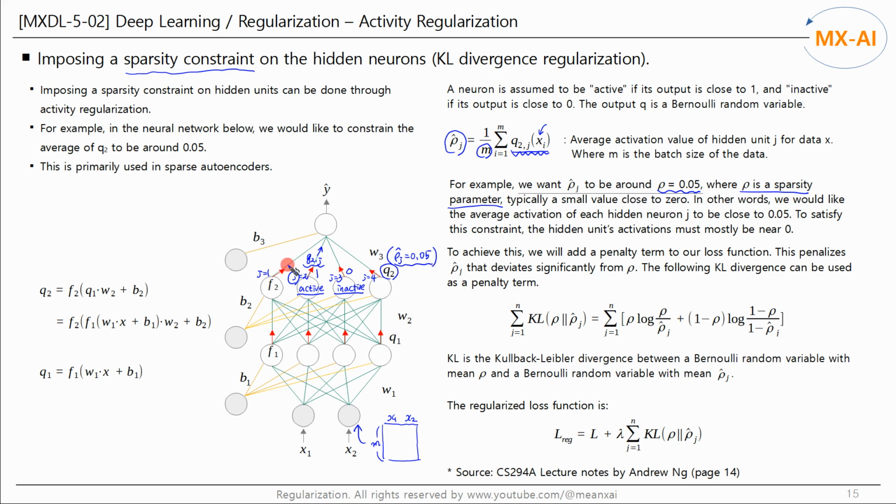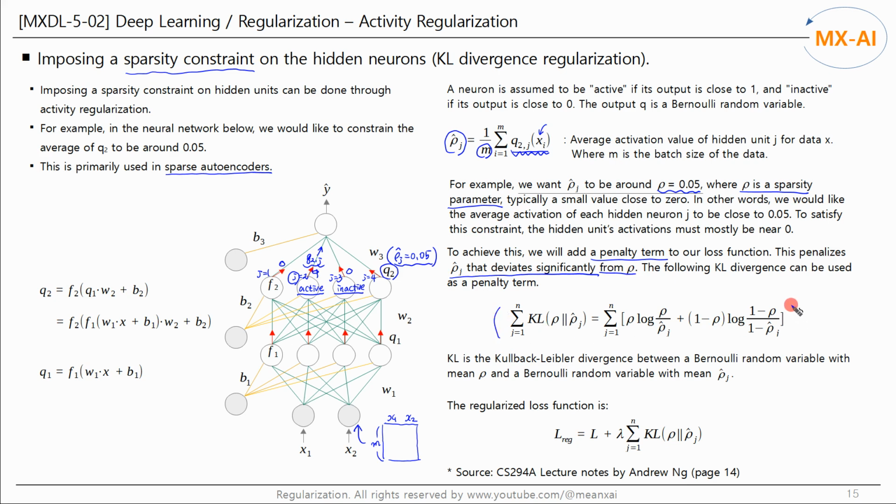For the average to be as small as 0.05, the outputs of this hidden layer must mostly be near 0. This means that the outputs of this hidden layer become sparse. This is primarily used in sparse autoencoders. We'll look at sparse autoencoders later in the autoencoder series. To achieve this, we add a penalty term to the loss function. This penalizes rho hat j that deviates significantly from rho.